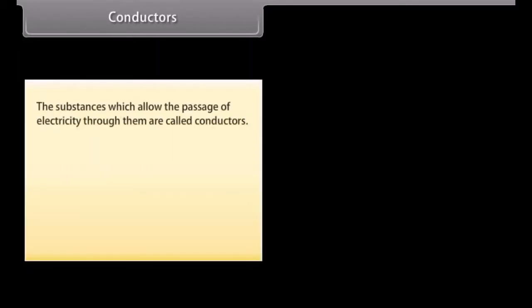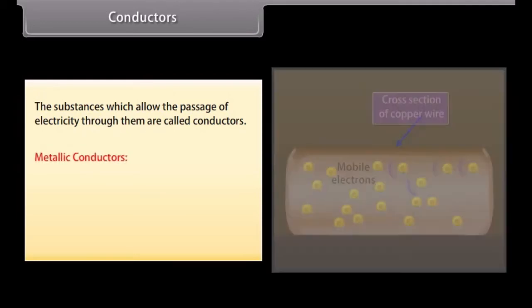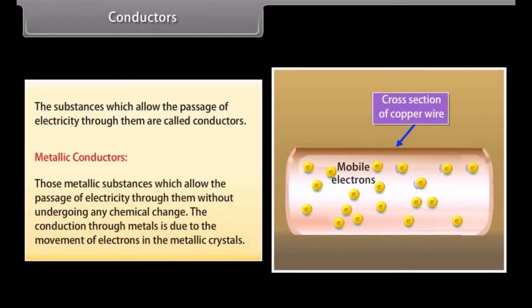Conductors. The substances which allow the passage of electricity through them are called conductors. The conductors can be classified into two categories: metallic conductors and electrolytes. Metallic conductors. Those metallic substances which allow the passage of electricity through them without undergoing any chemical change. The conduction through metals is due to the movement of electrons in the metallic crystals, for example, copper and silver.